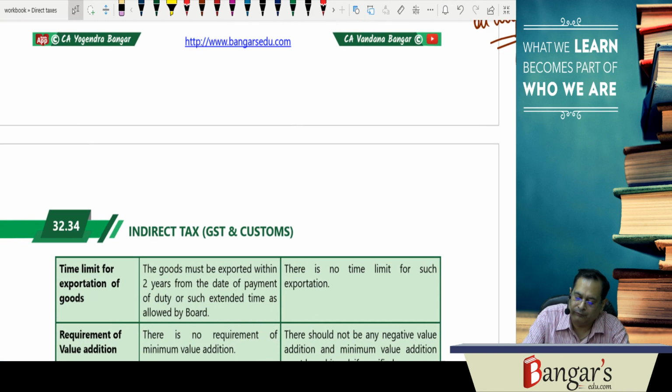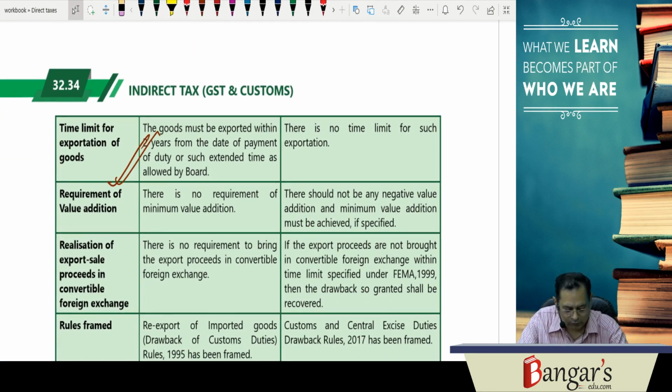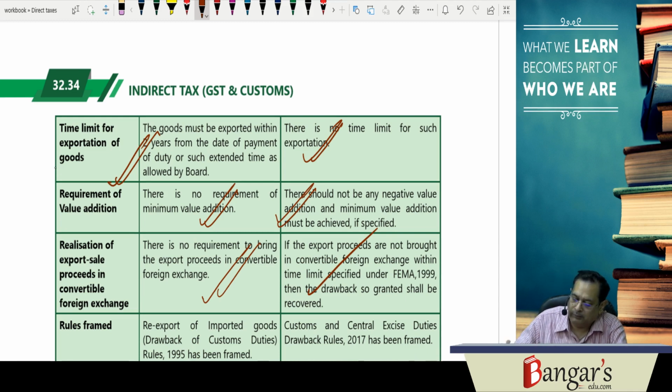Now what is the time limit for export here? The goods must be exported within 2 years or such extended time as the board allows. Under 75, there is no time limit for such exportation. Under 74, there is no requirement of value addition, whereas under 75, there must not be any negative value addition, and if minimum value addition has been specified, the same must be achieved. Then under 74, there is no requirement to bring the export proceeds in convertible foreign exchange, whereas under 75, the export proceeds must be brought in convertible foreign exchange.